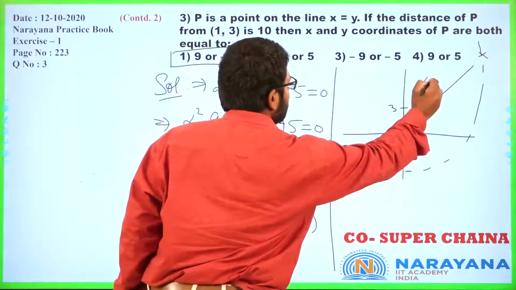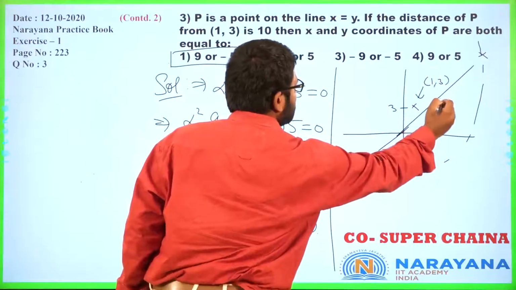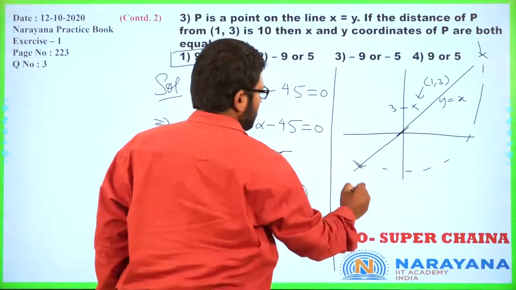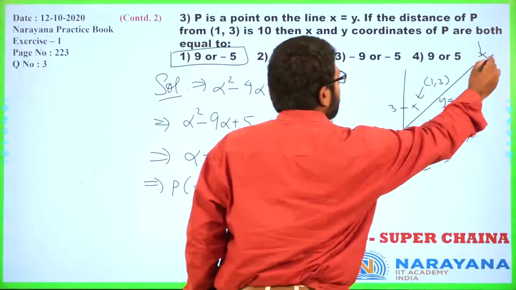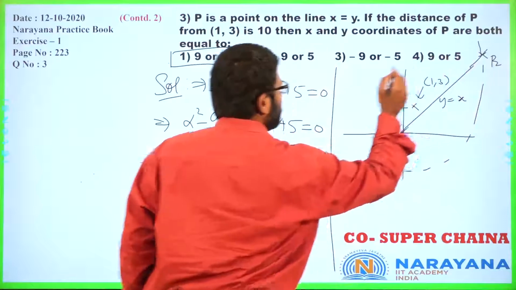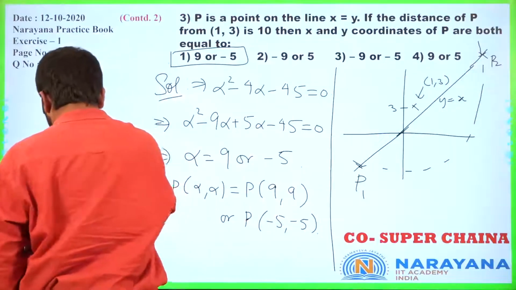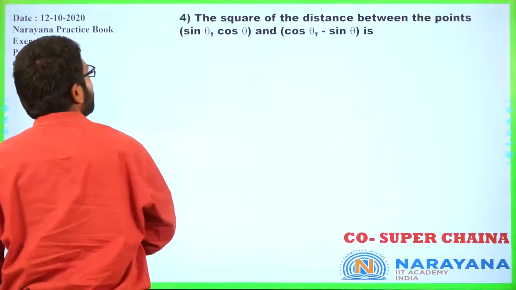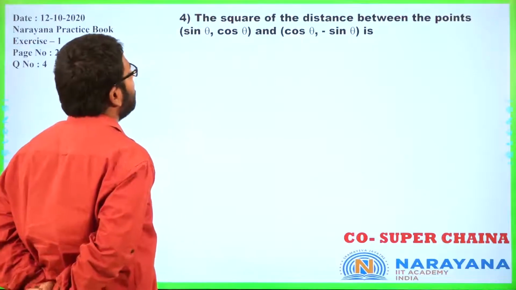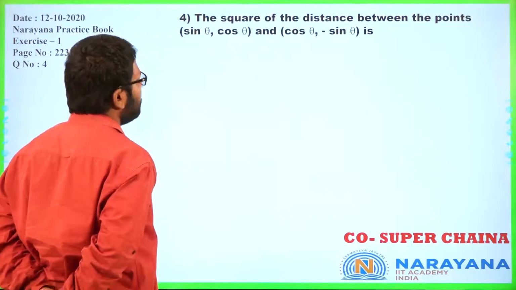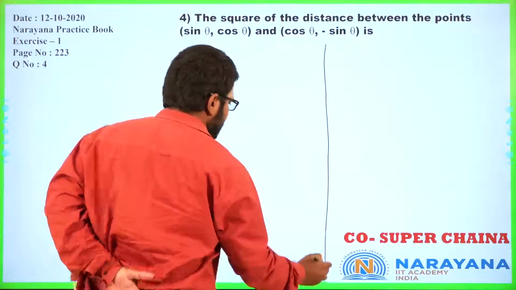So this is the point 1 comma 3 and this is y equal to x, and this is P1, call it, and P2. All right? Okay. Then let us proceed. The square of the distance between the points sin theta, cos theta and cos theta, minus sin theta. Again, very straightforward.